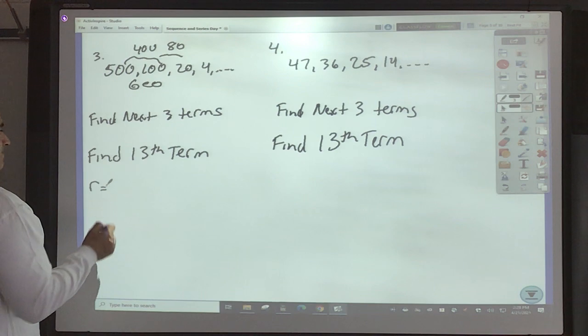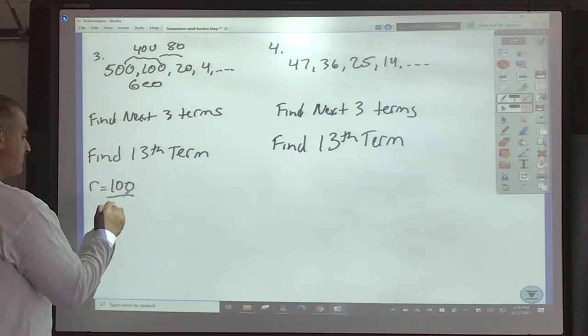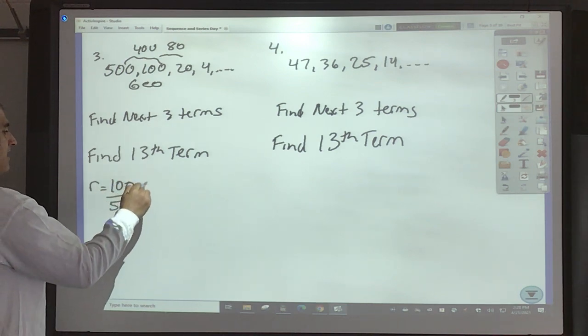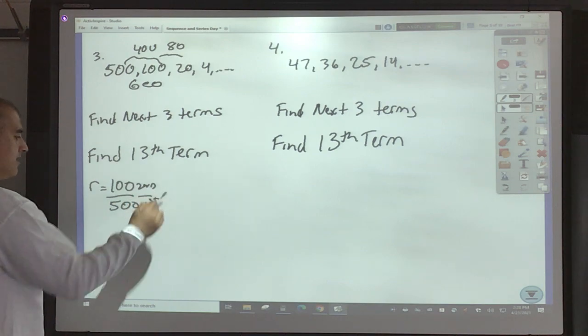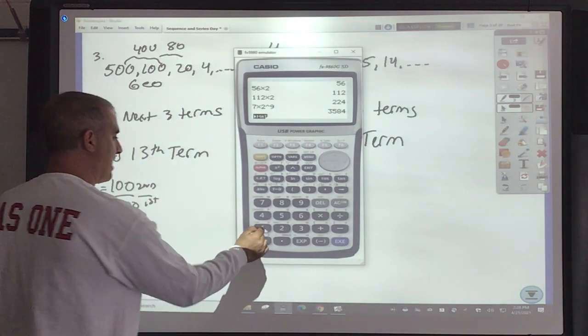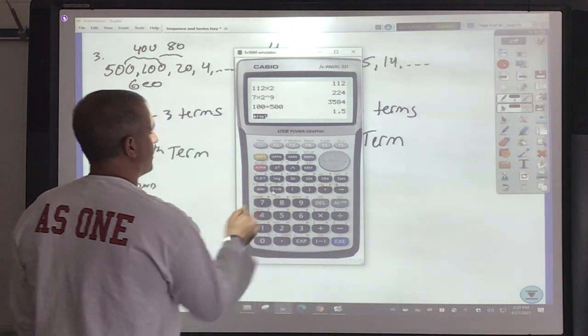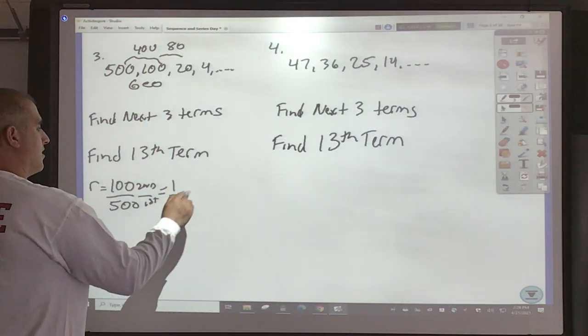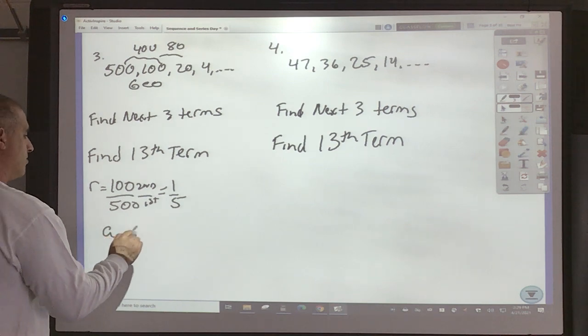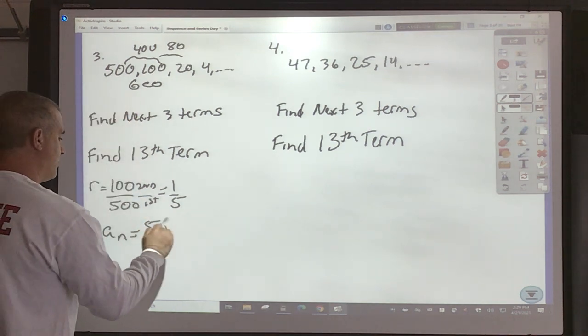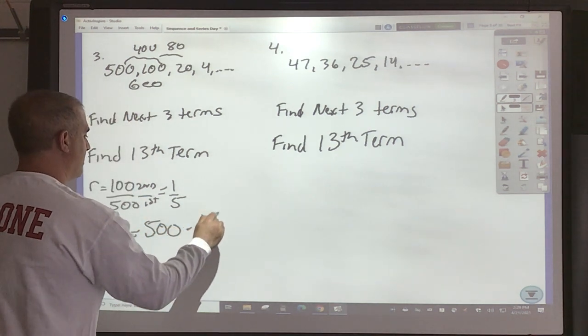I'm going to do 100 divided by 500, second divided by first. Make sure your pattern makes sense. 100 divided by 500 is 1/5. So what I got is AN equals 500 times 1/5 to the n minus 1.